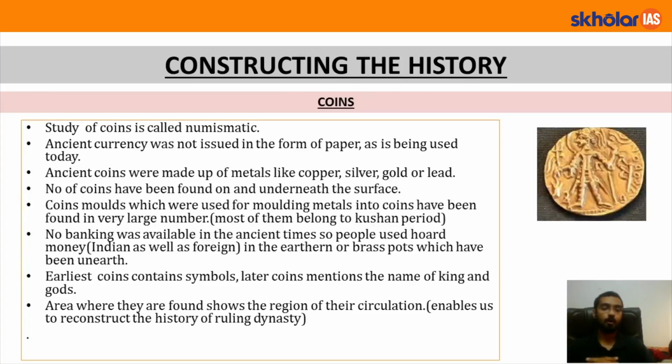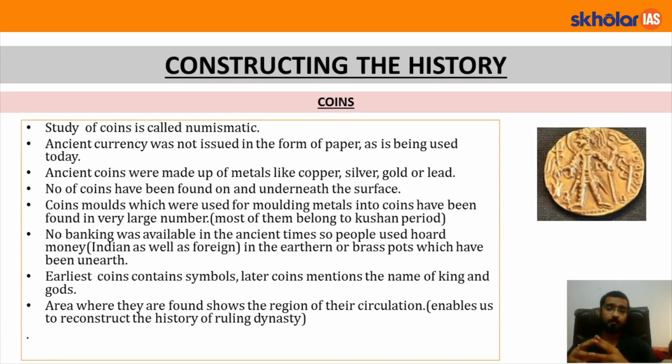Let's move on and talk about another very important source through which we construct history, that is coins. Now the study of coins is known as numismatics. Ancient currency was not issued in the form of paper because paper was not known in ancient times. The first thing through which currency could be produced was metal, and metal was used to produce these coins. The ancient Indian coins were made of metals like copper, silver, gold and lead.